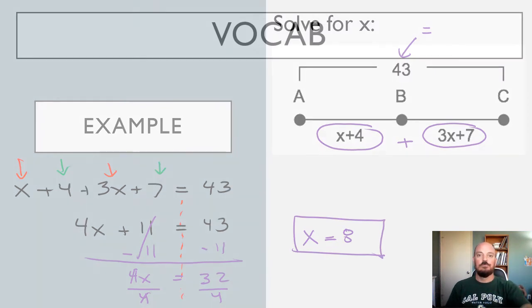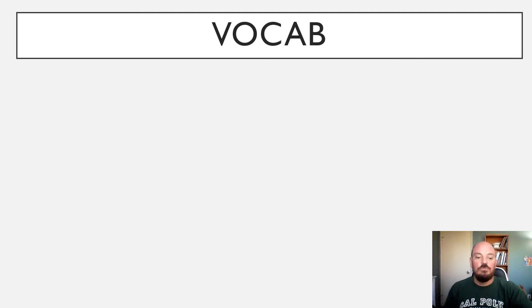Okay, here's a little bit more vocabulary for you.